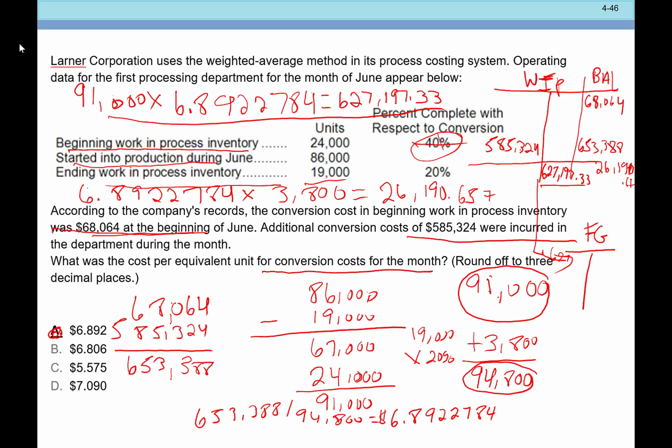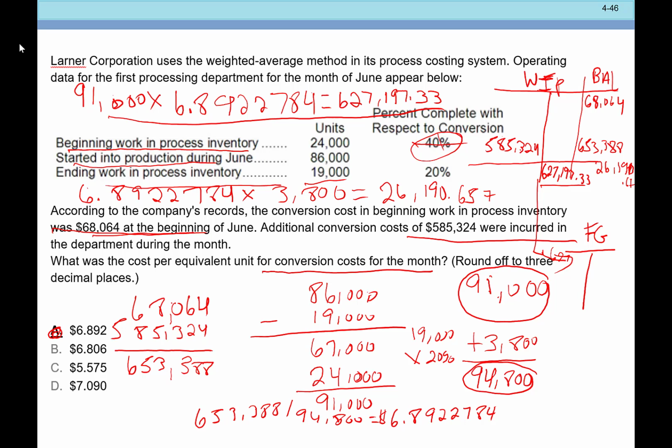After I got the 91,000, I had to pick up the equivalent units for the ending inventory, which means I had to pick up the 19,000 units in ending inventory that were 20% done. I misspoke. I said 91,000 was equivalent units, but I forgot to add in the ending inventory. So my equivalent units was 94,800. So I take all the costs, those in beginning inventory plus those that were added for the period. That gives me 653,388, and I divide that by the equivalent units, 94,800.